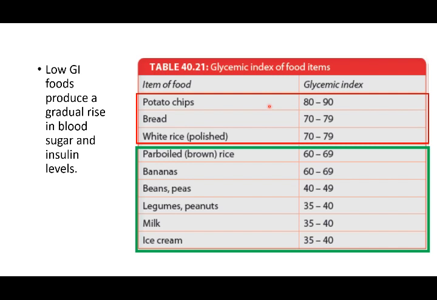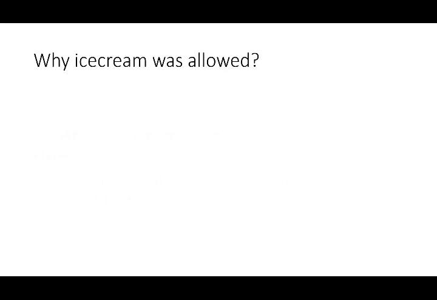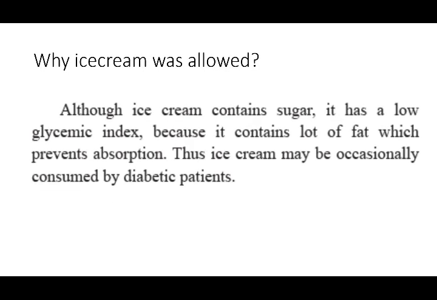So you can see that at the end of the table, you have ice cream again, which is a low glycemic index food. So why did the doctor suggest that the patient can have ice cream if she wants, 1 or 2 times a week, right? This is because ice cream contains sugar, but it still has a low glycemic index because it has a lot of fat in it, which actually slows down the absorption of glucose.